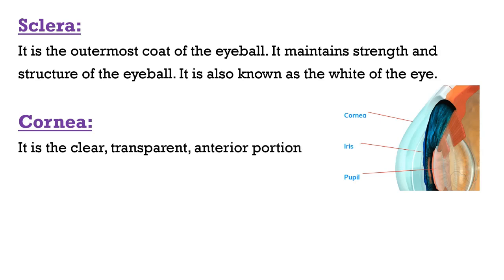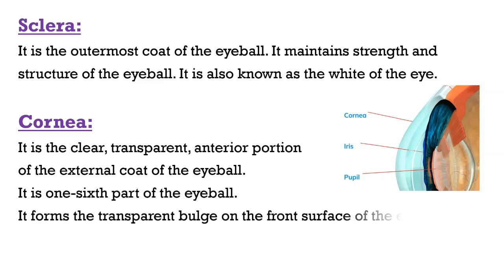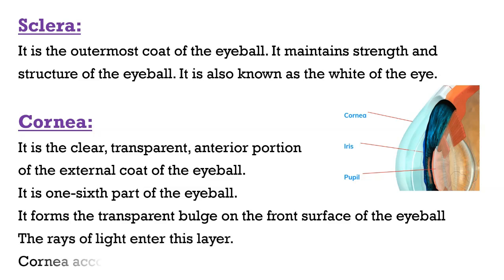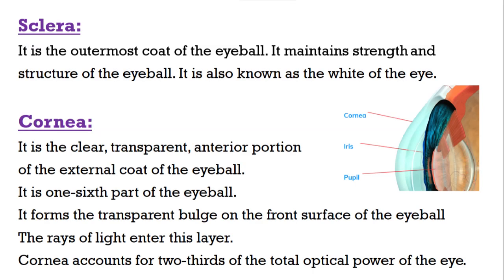Cornea. It is the clear, transparent, anterior portion of the external coat of the eyeball. It is 1/6 part of the eyeball. It forms the transparent bulge on the front surface of the eyeball. The rays of light enter this layer. Cornea accounts for 2/3 of the total optical power of the eye.